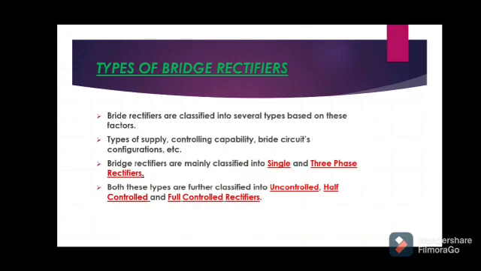Bridge rectifiers are classified into several types based on these factors: types of supply, controlling capability, bridge circuit configuration, etc. Bridge rectifiers are mainly classified into single and three-phase rectifiers. Both these types are further classified into uncontrolled, half-controlled, and full-controlled rectifiers.